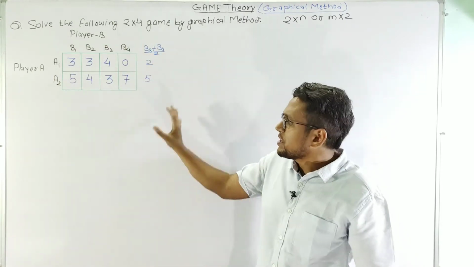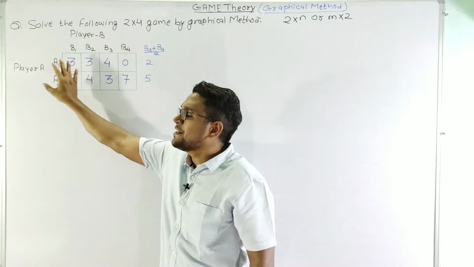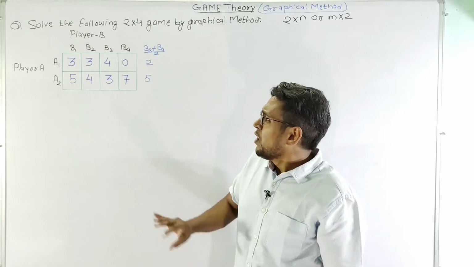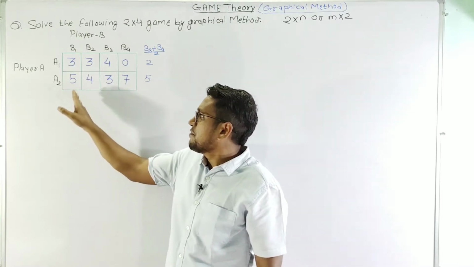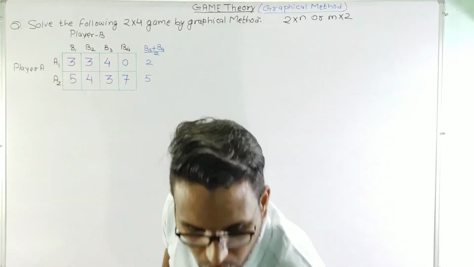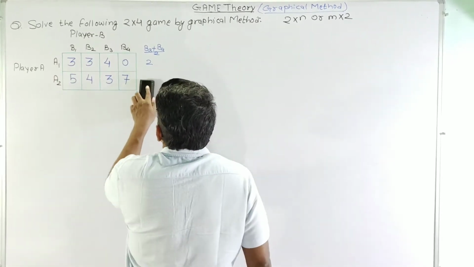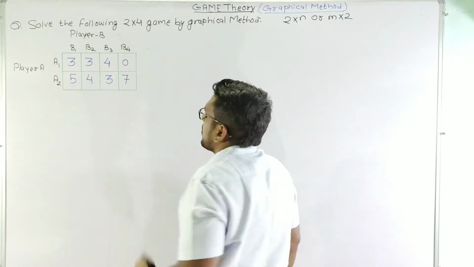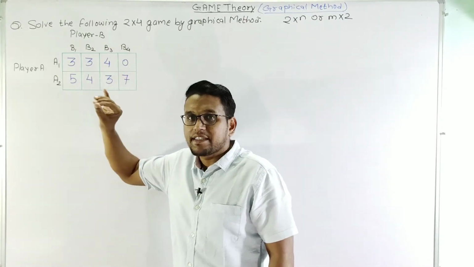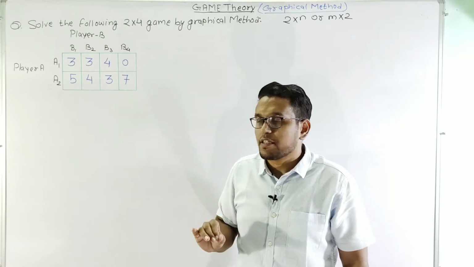Even after knowing this, we are going to solve it as it is by using the graphical method and see what will happen if we use this strategy also. So I am erasing this, and now we are going to solve this 2 cross 4 matrix by the graphical method.